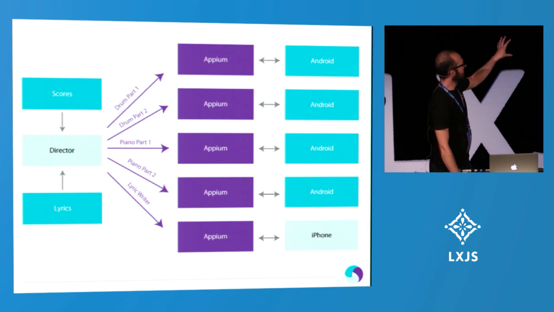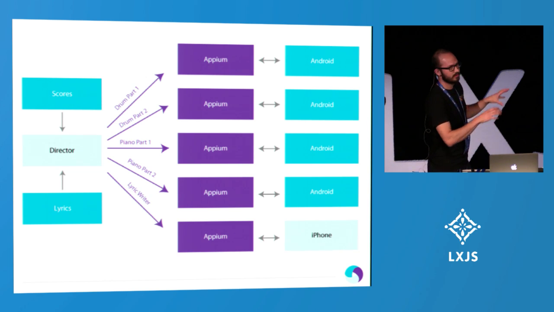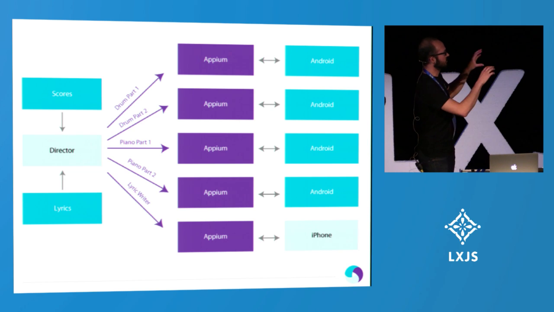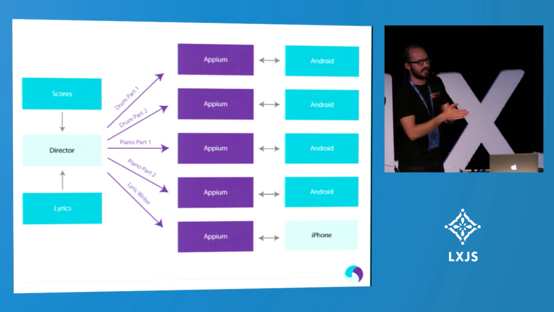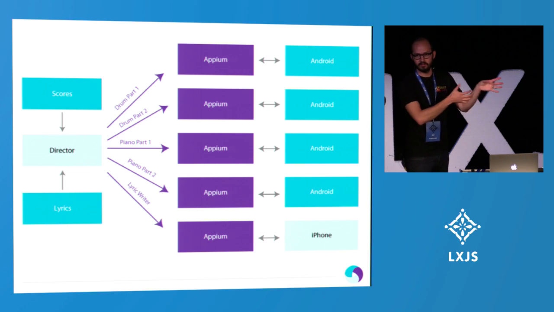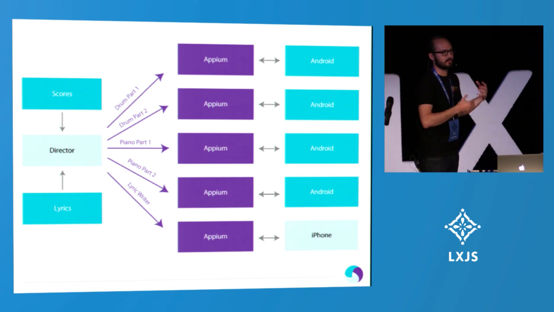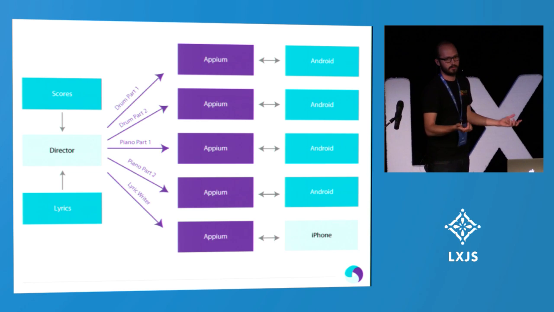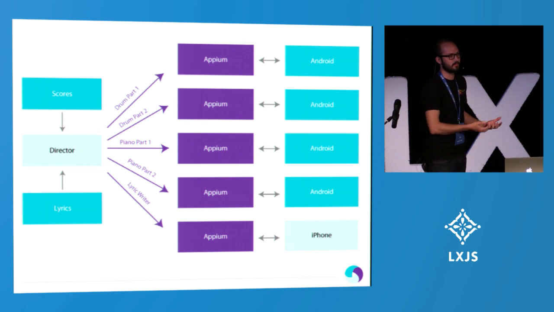And then I had all of the different instruments, their scores and the lyrics in separate files, and then a director process kind of orchestrated all of them so that it lined up each of the parts from each of the different instruments. And then obviously the kind of magic piece in the middle that makes this happen is Appium. And so I think this is a really powerful demonstration of how you can use Appium to automate your mobile devices.